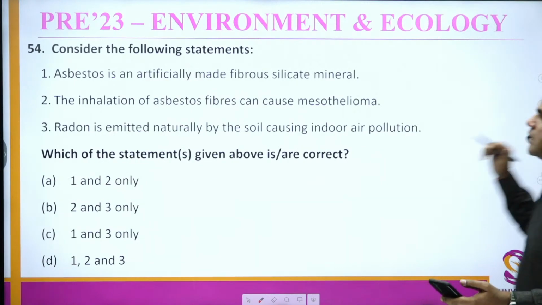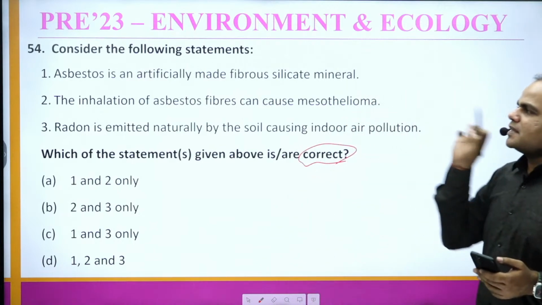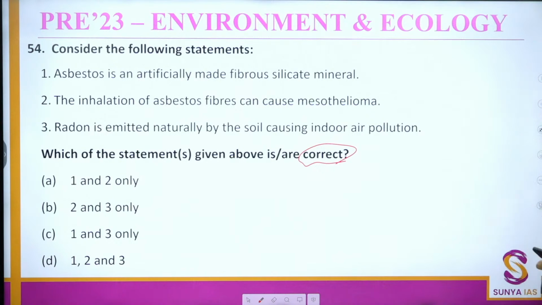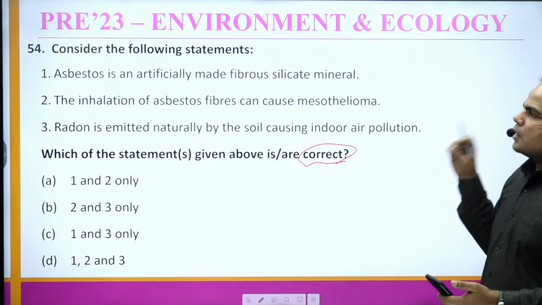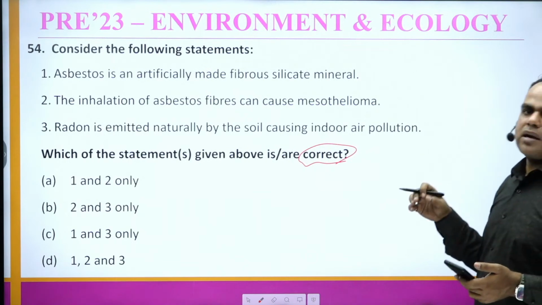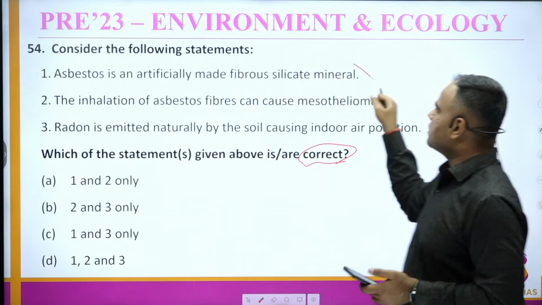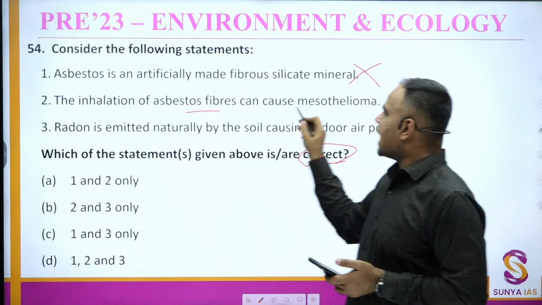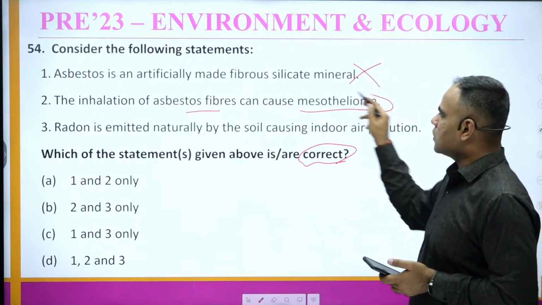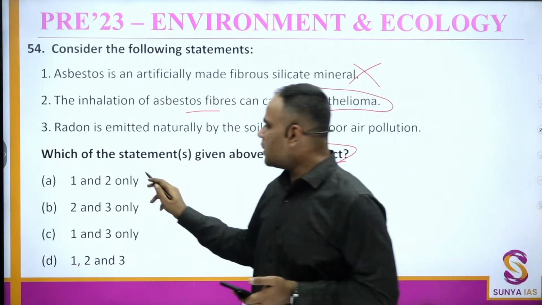Next question. Again, it is asking us which of the following is correct. Question number 54: Asbestos is artificially made fibrous silicate. Okay, so asbestos is not artificially made, it is actually naturally occurring. So this of course becomes wrong. Then, inhalation of asbestos fibers can cause mesothelioma. By the way, if you directly eliminate 1, you also get your answer here.